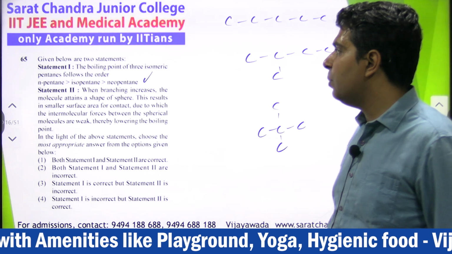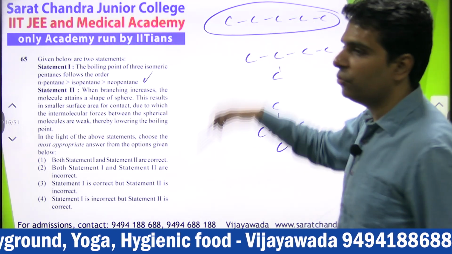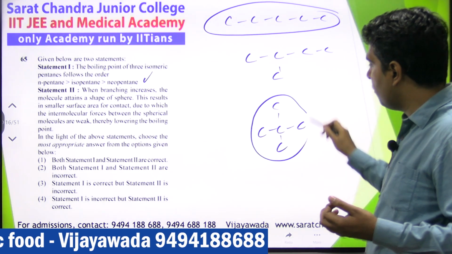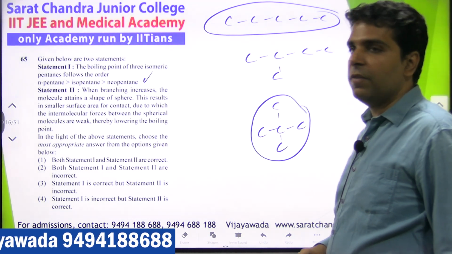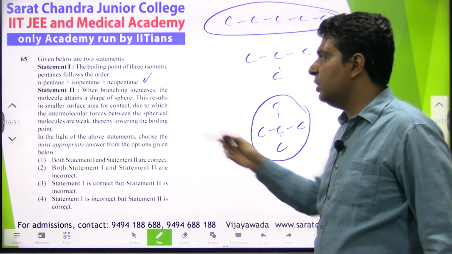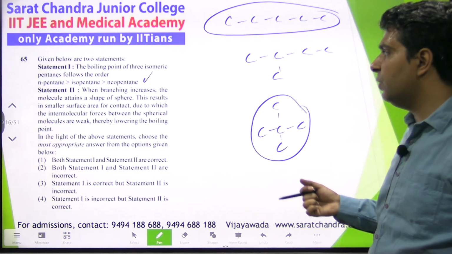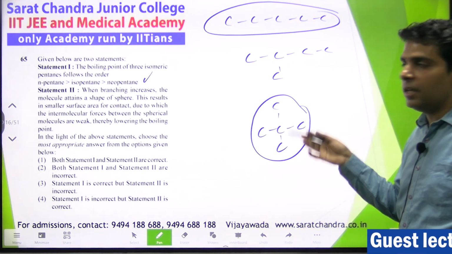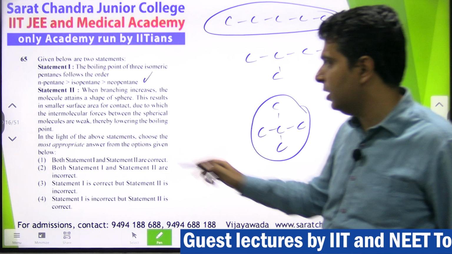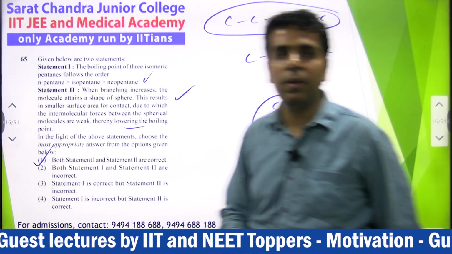Now statement 2 is saying when the branching increases, the molecule attains the shape of a sphere. With the straight chain, the molecule is cylindrical. With branching, it attains the shape of a sphere. This results in smaller surface area, since with the same volume the surface area of a sphere will be smaller. So the intermolecular forces between the spherical molecules are weak, thereby lowering the boiling point. Surface area decreases with branching, which decreases the weak van der Waals forces between the molecules, and the boiling point decreases. So statement 2 is also correct. Both statement 1 and 2 are correct, so the answer will be the first option.